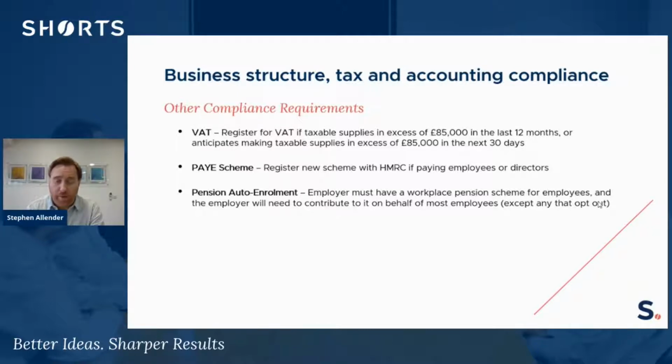Pay-as-you-earn scheme, so that's when the business employs individuals, employees or directors. Whether it's a company, individual sole trader or partnership, it will need to register a pay-as-you-earn scheme with HMRC and pay over tax and national insurance on a monthly basis. And as a knock-on effect of having a pay-as-you-earn scheme, the business must also have a pension auto-enrolment scheme as well, and that needs to be available to all employees, and the business will also have to contribute on behalf of the employees. The only exception to that is if an employee decides to opt out of that pension auto-enrolment.